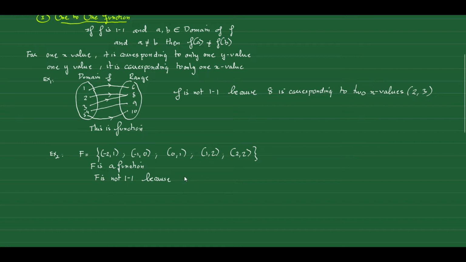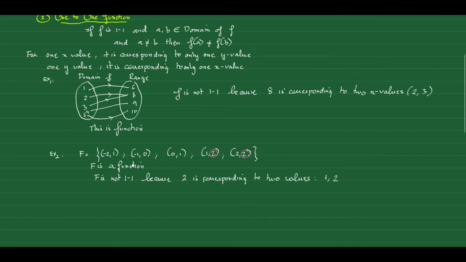2 corresponds to 2 values, which are 1 and 2. It contradicts this. You see that? 2 right here, 2 right here. Both 1 and 2 go into that. So it contradicts this.